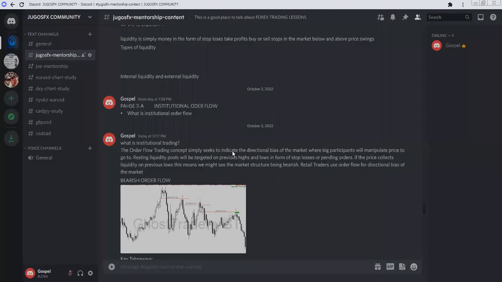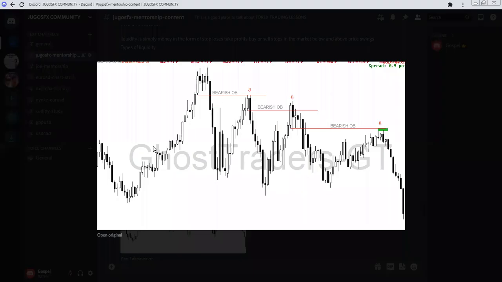For example, looking at this picture, we talked about liquidity already, right? What you have above here is called buy side liquidity. Remember that in the video on liquidity, I told you that the market is always looking for liquidity. As simple as that. Now, institutional order flow comes in to tell you which direction of liquidity the market is looking for.